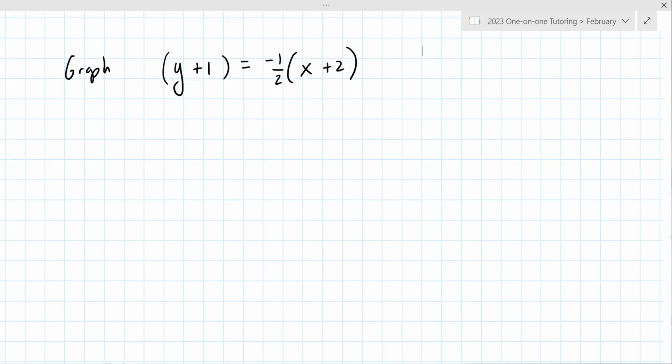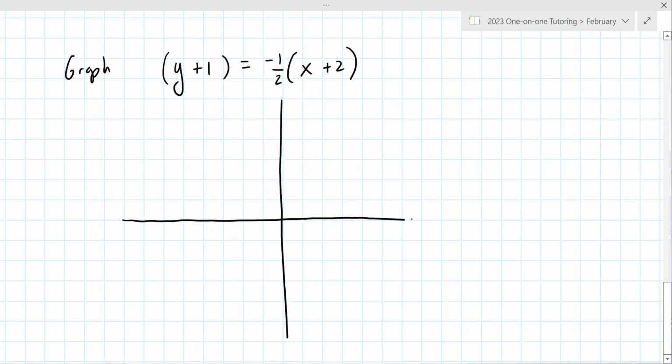All right. Do you want me to turn on my camera and show you the graph? No, I'm gonna graph it here. I just wanted you to participate.